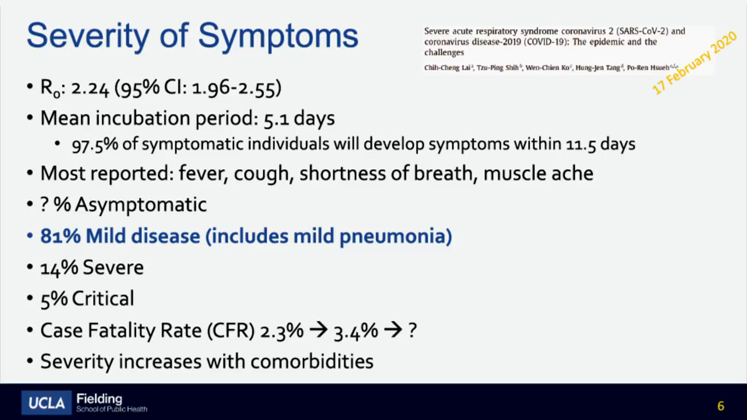There are a lot of questions about the case fatality rate right now. Originally, the estimates were around 2.3%, but WHO has recently updated them to 3.4%. I think the big question here is how many people are in the numerator, the number of people who actually are dying, and how many people are in the denominator. The denominator would be how many people are actually infected, and that is what we really don't know at this point. And I think that's where it comes into play.